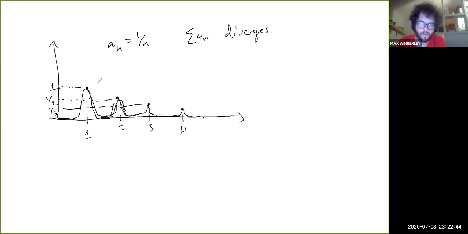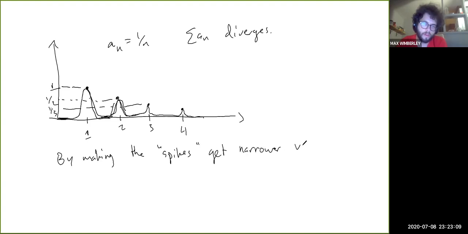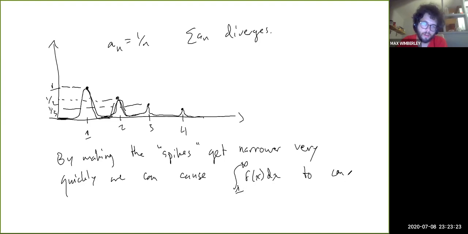But what you can do is design f, and I'm not going to write out a formula because it's complicated, but you can basically make these spikes really narrow, and you can make them get narrower and narrower. So by making the spikes get narrower very quickly, we can cause the integral of f of x dx from, let's say, 1 to infinity to converge, okay?